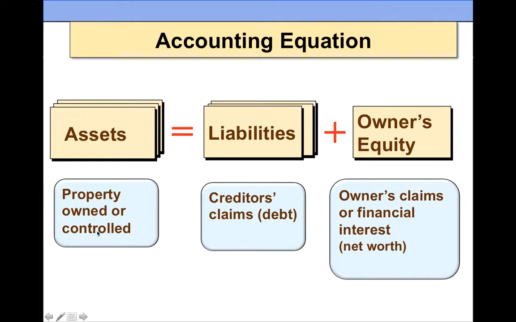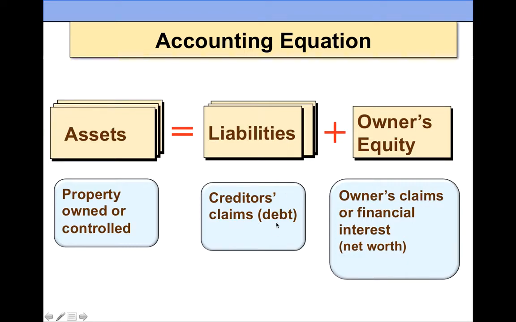So the left part of the equation shows what you have, what you acquired, your property, your resources. The right side of the equation shows you how you paid for it. So liabilities are claims of others against your assets. It's the claim of the bank against your car. So we call it liabilities.